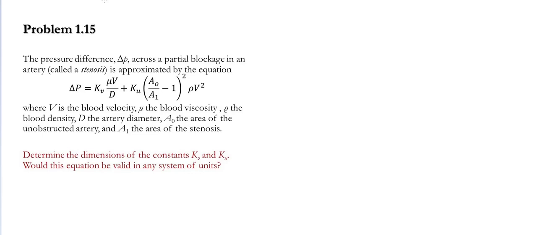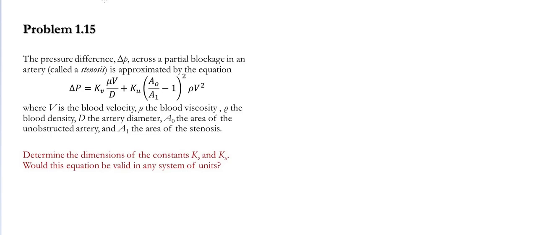Problem 1.15. In this problem, the pressure difference delta P in a partially blocked artery, called stenosis, is approximated by this given equation. In this equation, we have delta P, which is the difference in pressure, V, which is the blood velocity, mu, which is the blood viscosity, rho, which is the blood density, D is the artery diameter, A naught is the area of unobstructed artery, and A1 is the area of stenosis.